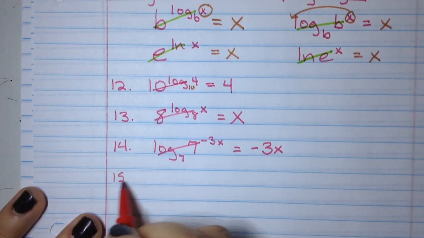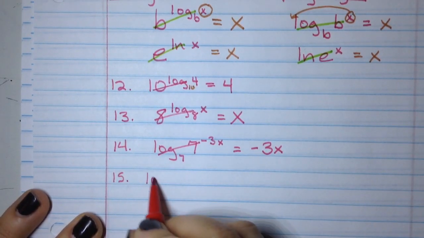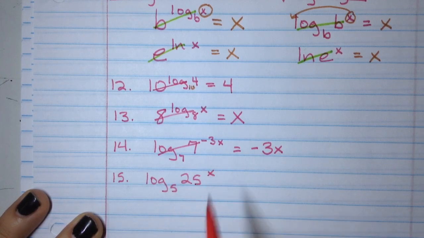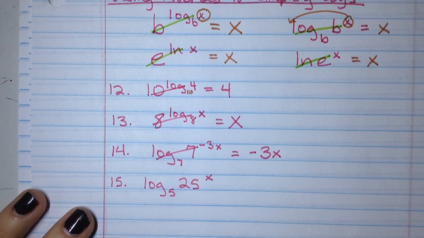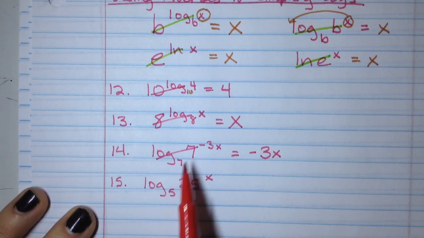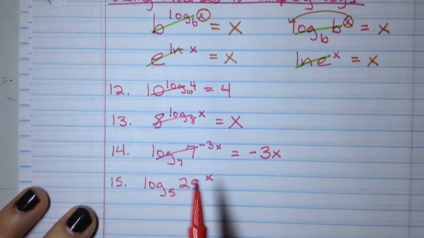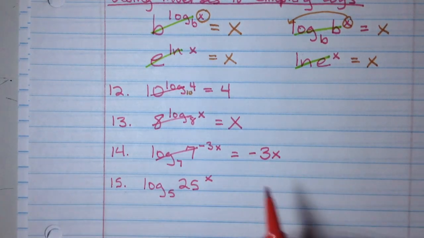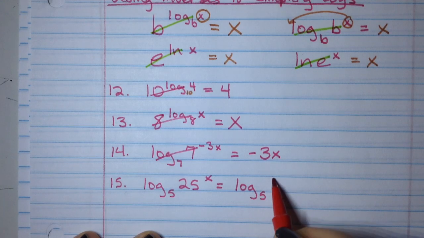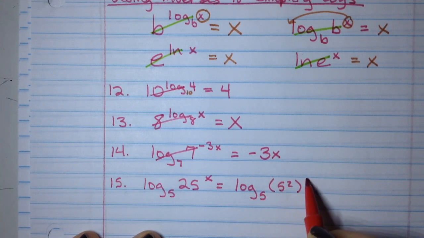Now in number 15 and 16, it's not going to be the case. We have log base 5 of 25 raised to the x power. I can't reduce these right now because this number here, the base, and my a value are not the same, like the 7's are the same here. So we have to make it work. We can rewrite this though. Log base 5 of 5 squared to the x power.